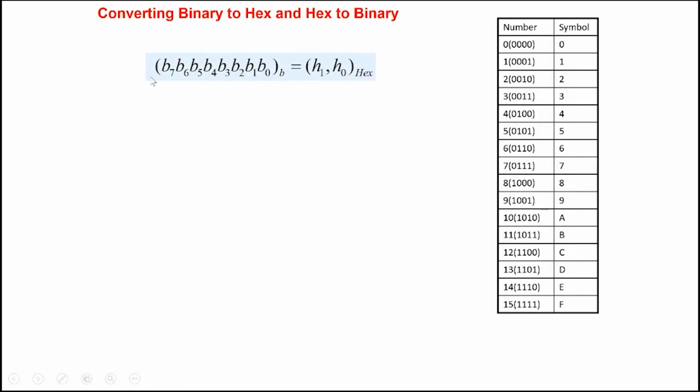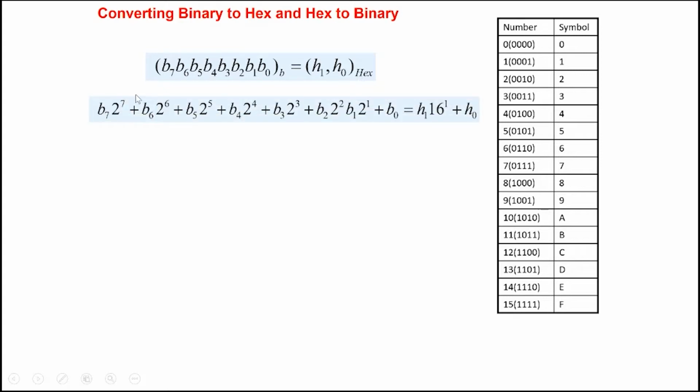So suppose there's a binary number and we want to convert it into hex. Well, this binary number is equal to B0, B1 times 2 to the power 1, and so on and so forth, up to 2 to the power 7 here. So it's an 8-bit binary number, and we'll see that you need only 2 hexadecimal digits to represent it. So this is equal to H0 plus H1 times 16 to the power 1 here.